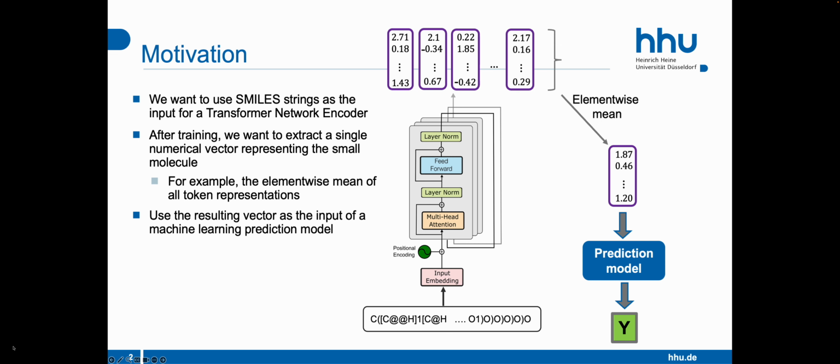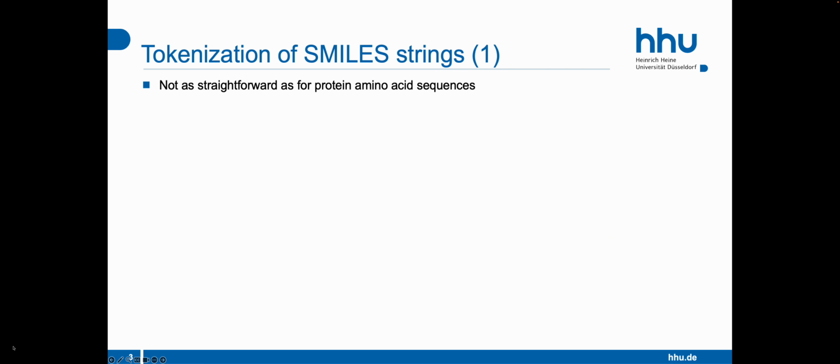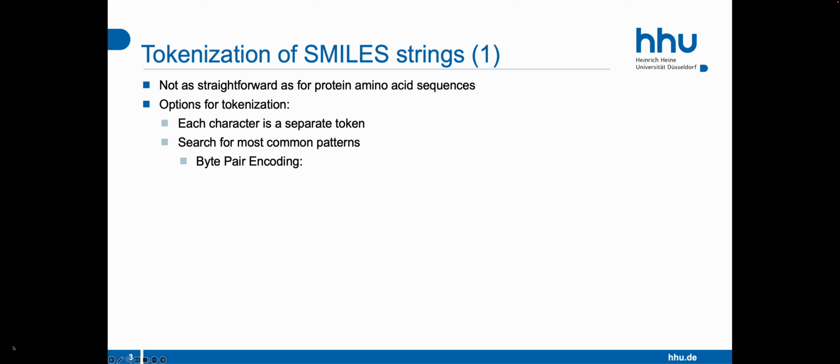The tokenization of SMILE strings is not as straightforward as for protein amino acid sequences, where it was pretty clear that each amino acid should be a separate token. Here we have different options for tokenizing SMILE strings. The first option would be to simply tokenize each character in the SMILE string. Another option is to use a method to search for the most common patterns using a method of choice and making the most common patterns individual tokens.